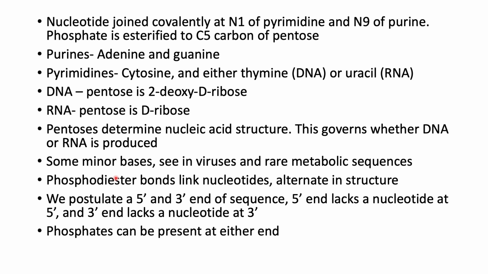Some minor bases are found in viruses and rare metabolic sequences. Phosphodiester bonds link the nucleotides and they alternate in structure. So we postulate that the nucleic acid sequence has a 5' and a 3' end. The 5' end lacks a nucleotide at the number 5 carbon, and the 3' end lacks a nucleotide at the 3' end. And phosphates can be present at either end.